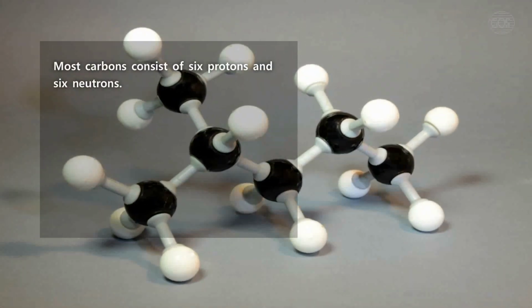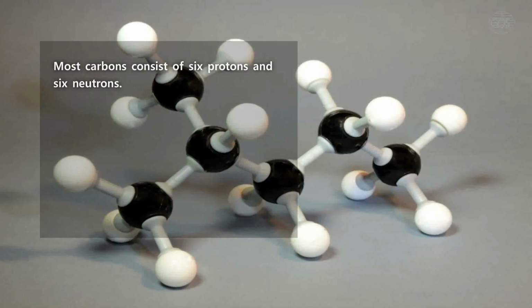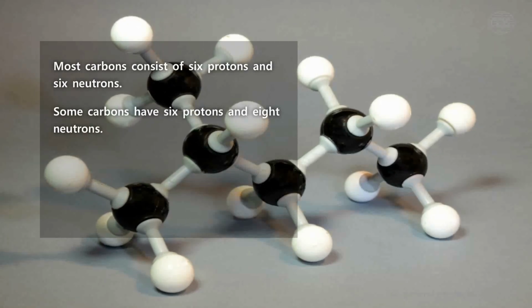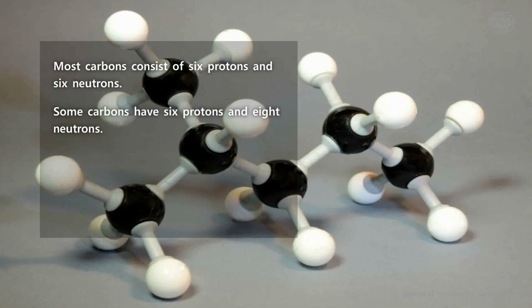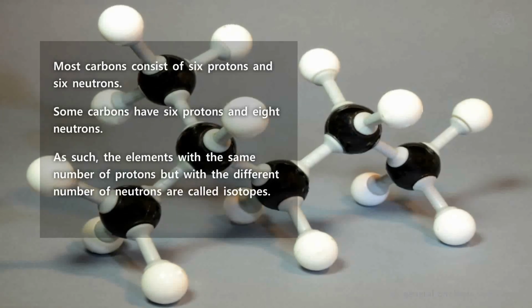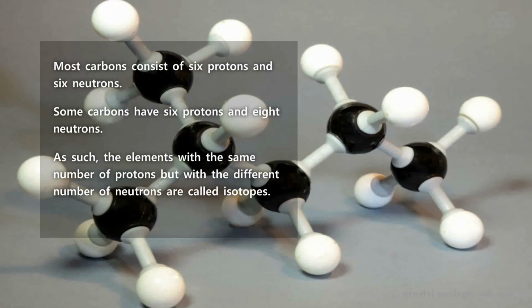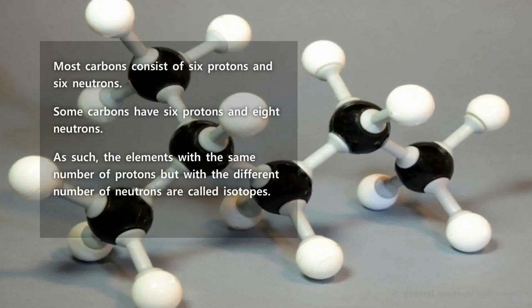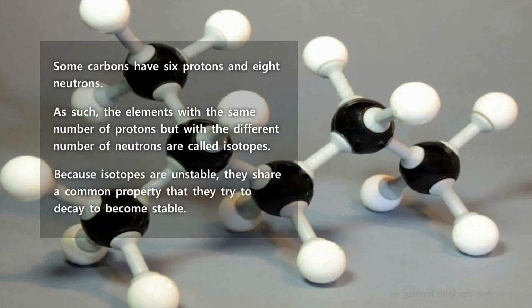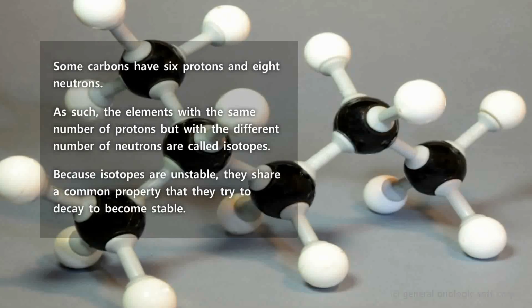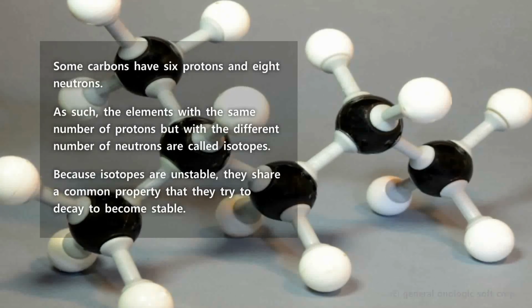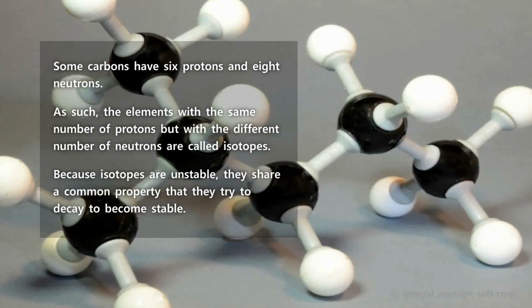Most carbons consist of 6 protons and 6 neutrons. Some carbons have 6 protons and 8 neutrons. As such, the elements with the same number of protons but with the different number of neutrons are called isotopes. Because isotopes are unstable, they share a common property that they try to decay to become stable.